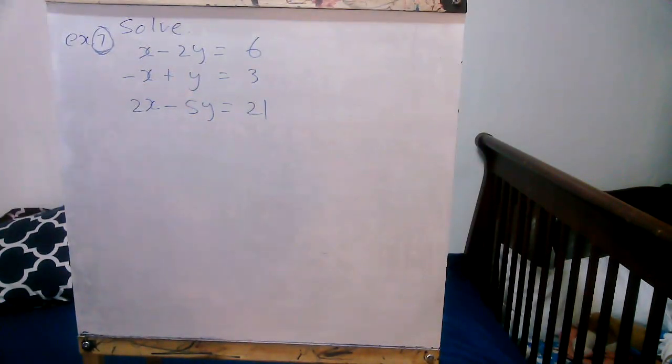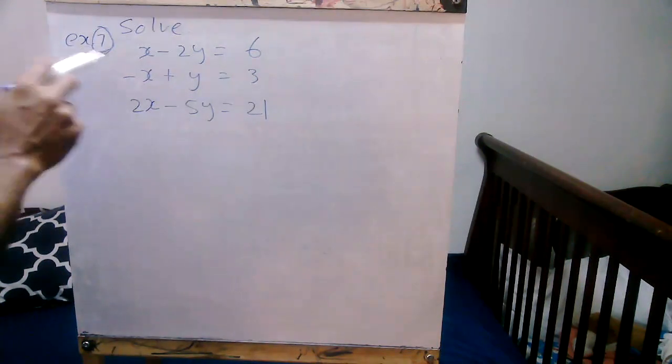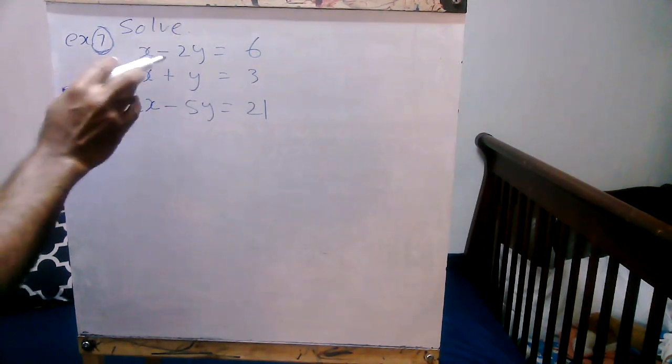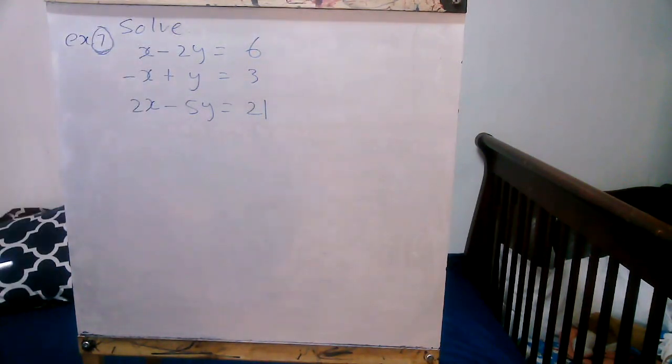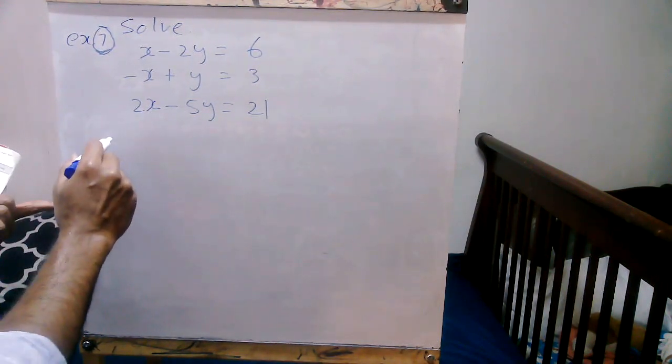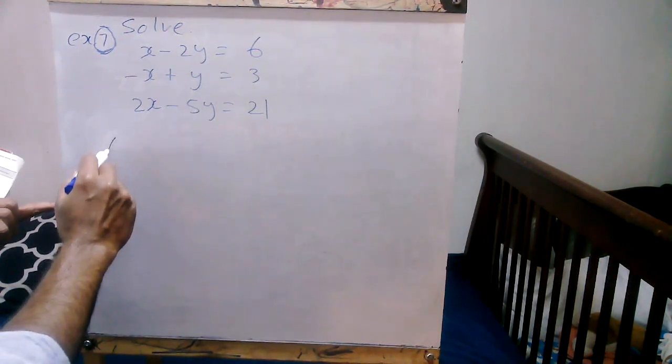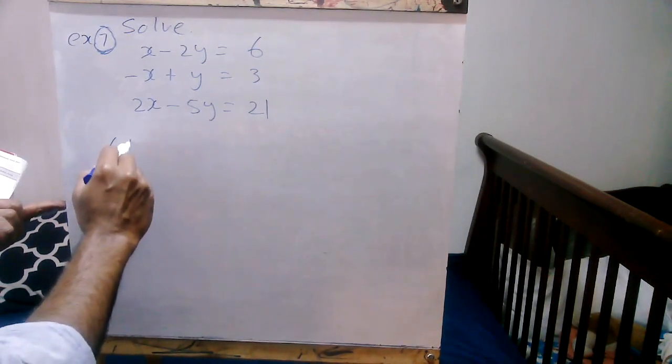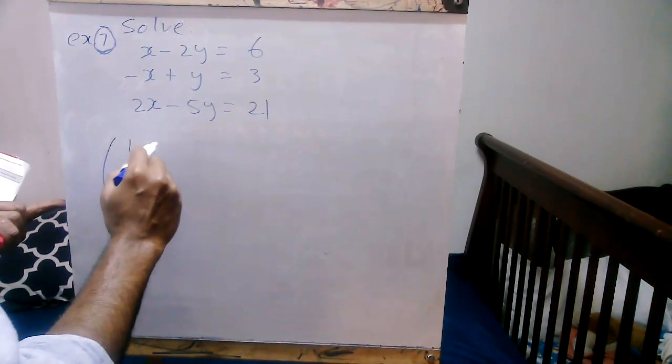You see something strange? We have only two unknowns, but we have three equations, right? Let's see what we can do. Whatever it is, we first write the augmented matrix. 1, -2, 6.